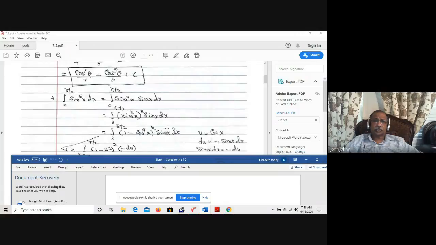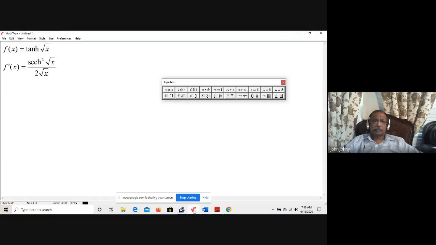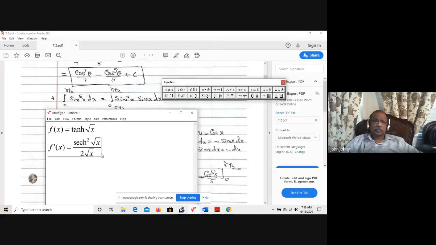There is a shortcut to evaluate this integral, but this shortcut works only when the limits are from 0 to pi over 2, and it is either the power of sine or the power of cosine. So this is how it works. Here is a shortcut.